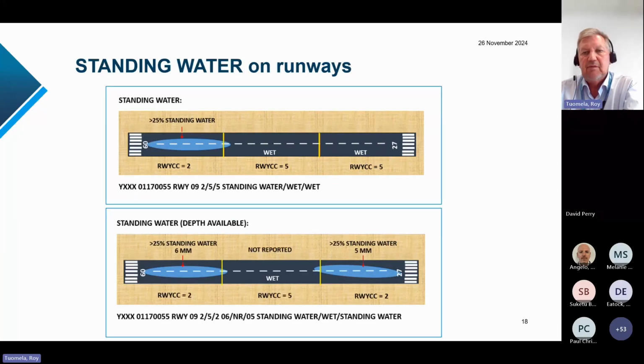Now, this is the most common one in the Australian environment. This is standing water on runways. This is the most likely source of runway contamination, and the basic format is the runway number, the runway condition code, and the surface description for each runway third. As you can see, we've provided a couple of examples where you may have standing water on a runway third or more than one third. And if you do know the depth of the water from previous experience, you can include that in your runway condition report.